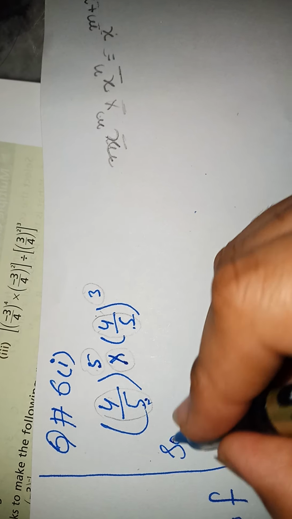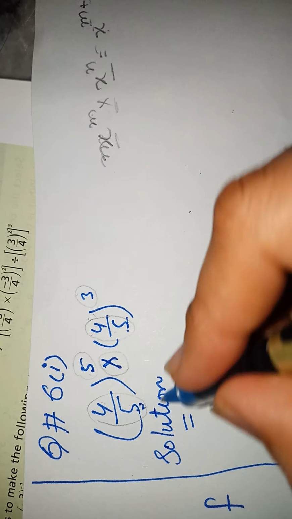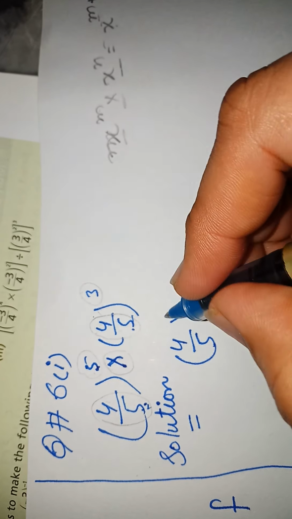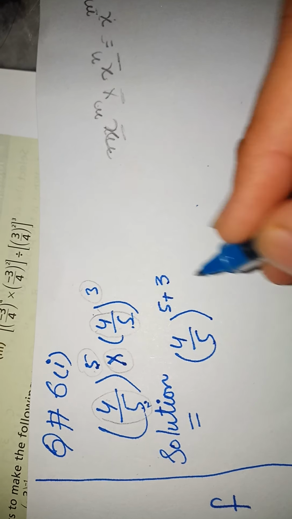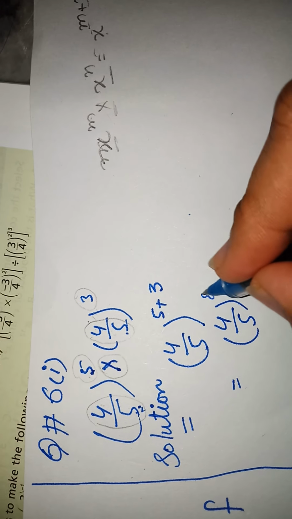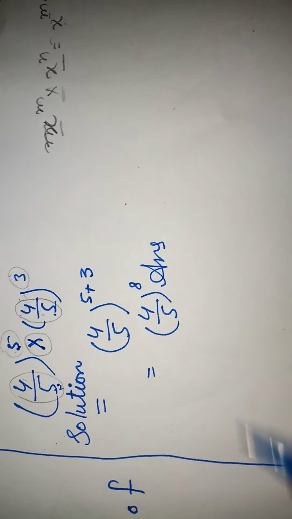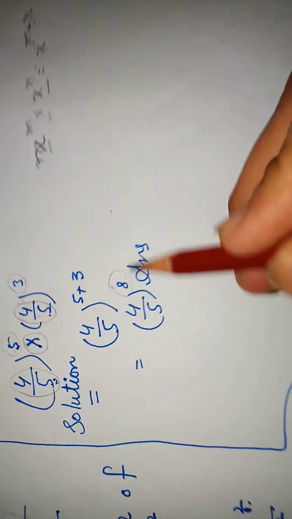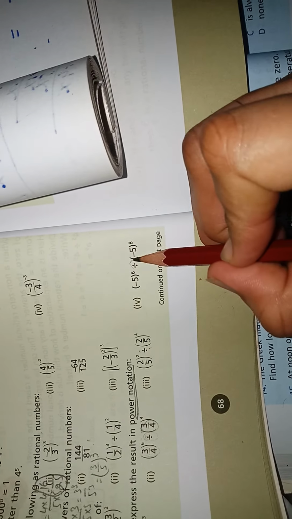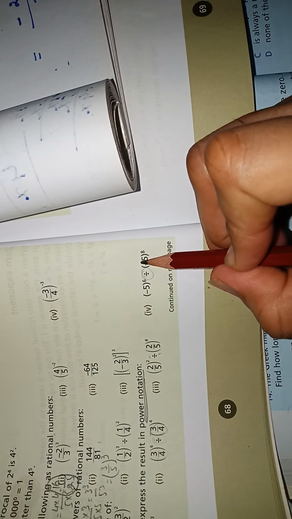So for solution, 4 raised to power 5, the base is same and the powers will be added. 5 plus 3, so 4 divided by 5, 5 plus 3 it is 8. So the answer is here with power notation with the exponent, that is 8. So the other parts could be done in the same way. Here the sign is division, so their powers will be subtracted. Also with the sign of division, powers will be subtracted. Here is again the sign of division, so these powers will be subtracted.